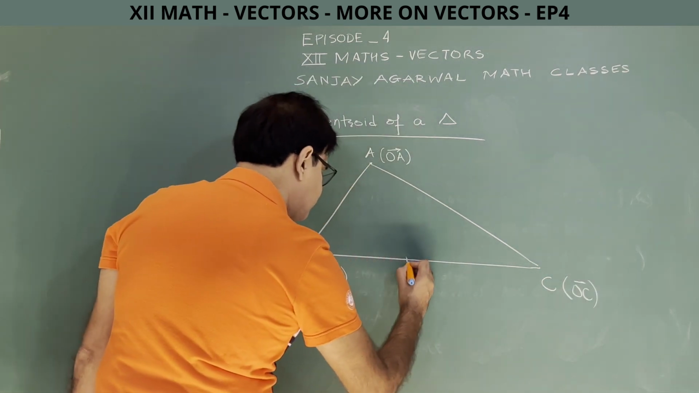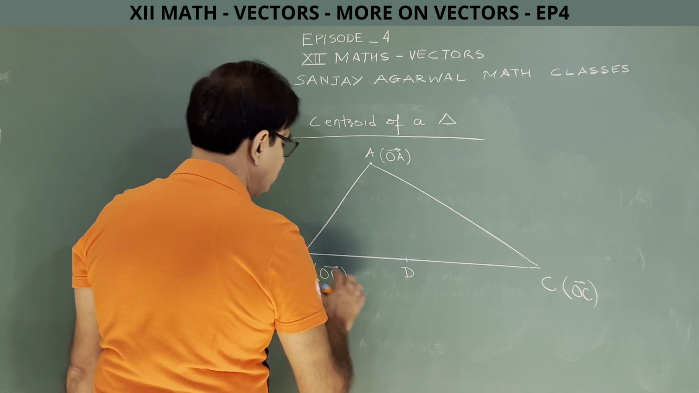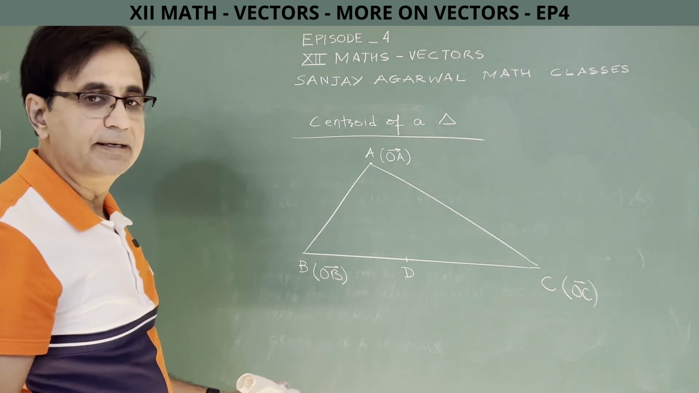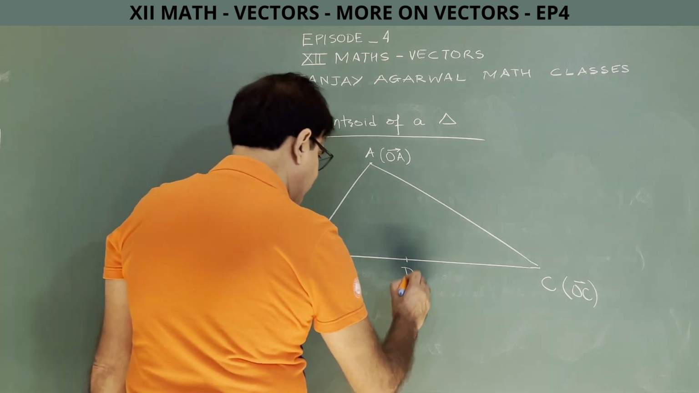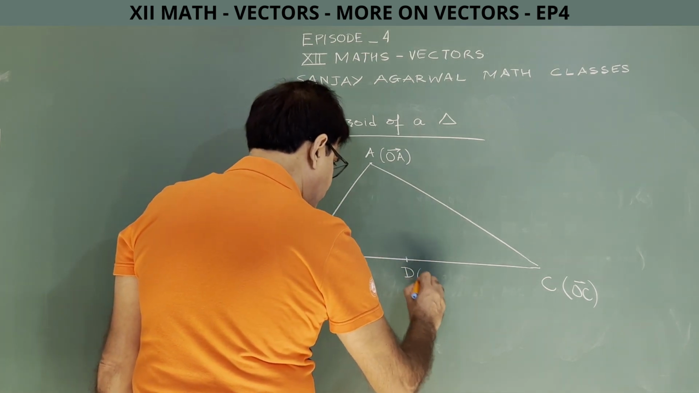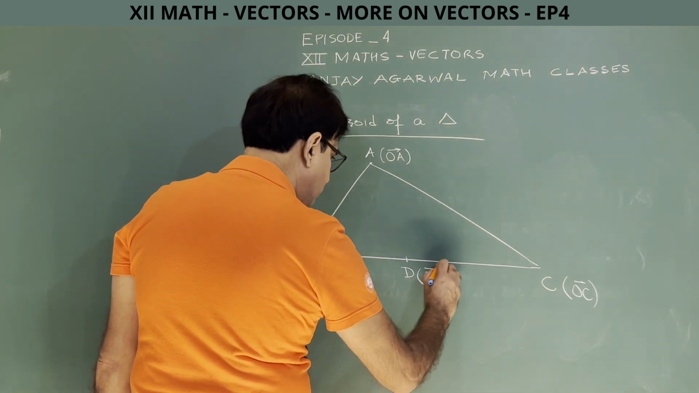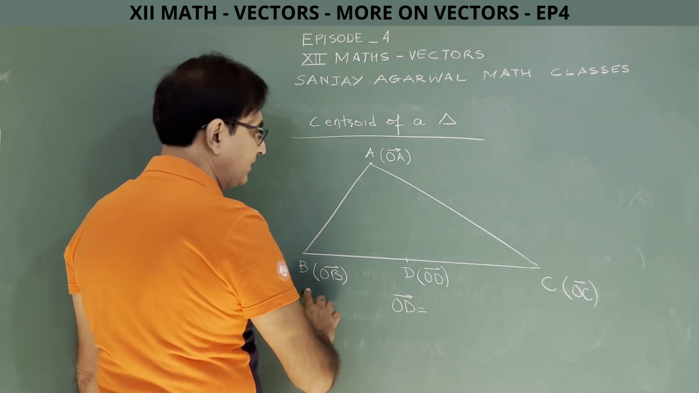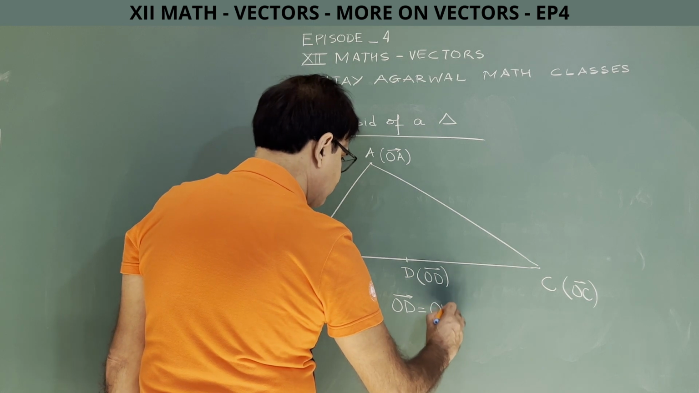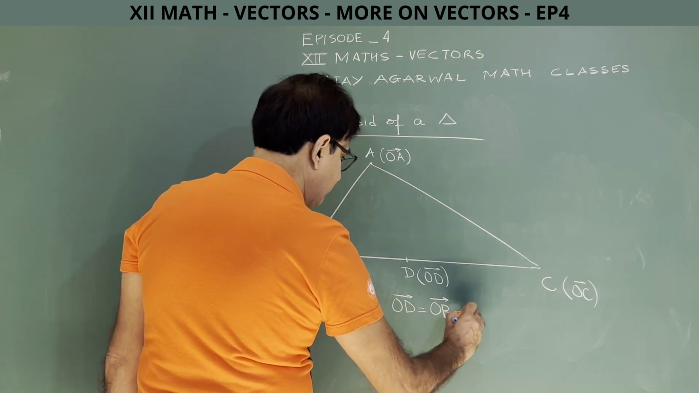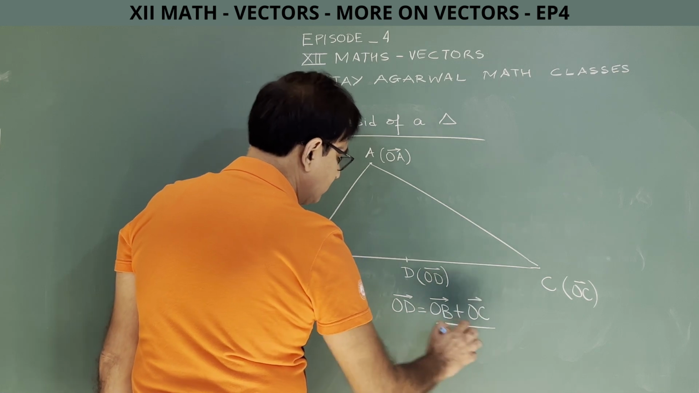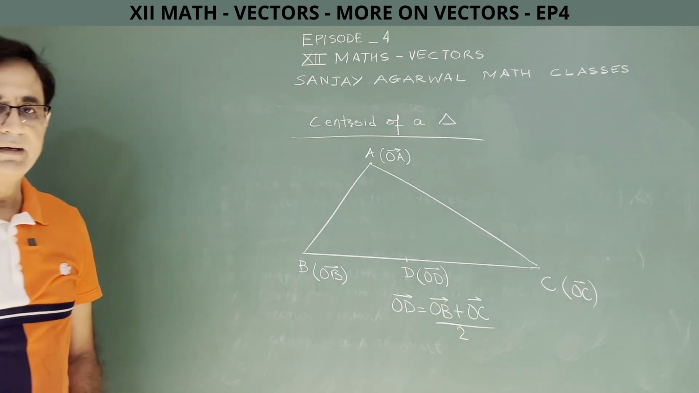Let me find the position vector of the midpoint of BC. So that also we did in the topic called section formula. So position vector of point D will be called as OD, and you know what will be OD? It will be the average of the position vectors of the corners. So what will be position vector of D? Position vector of B plus position vector of C divided by 2. So this has been done in previous lecture.